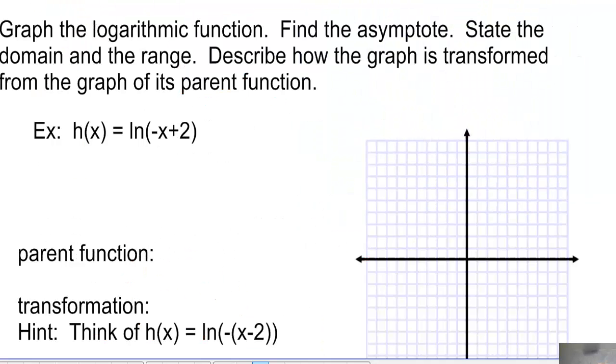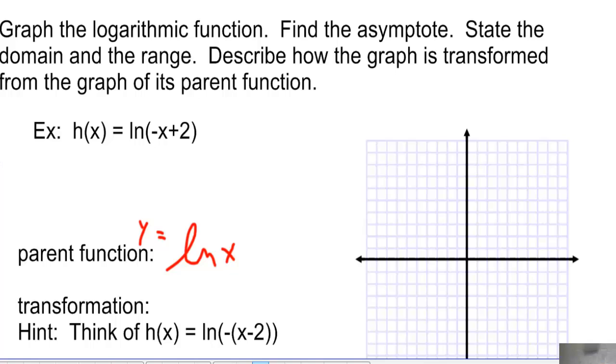All right, so on this one, graph the logarithmic function, find the asymptote, state the domain and range, describe how the graph is transformed from the graph of its parent function. This is a natural log function, which means it's base what? Base e. And the parent function would be just, say, y equals ln of x.